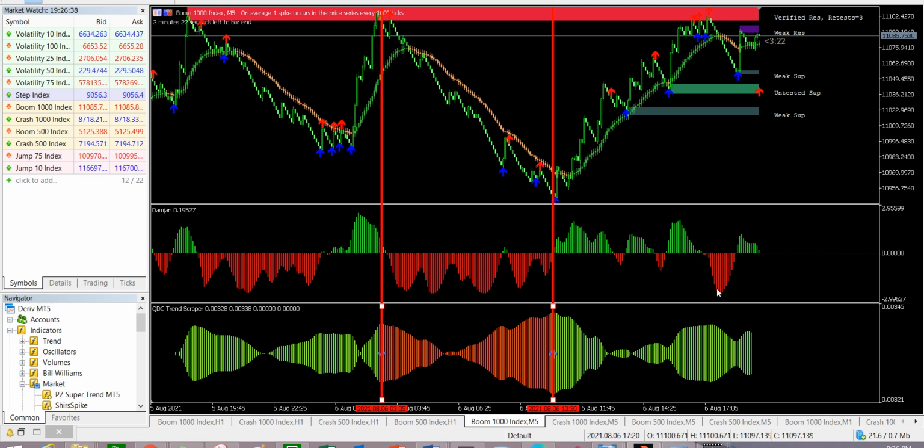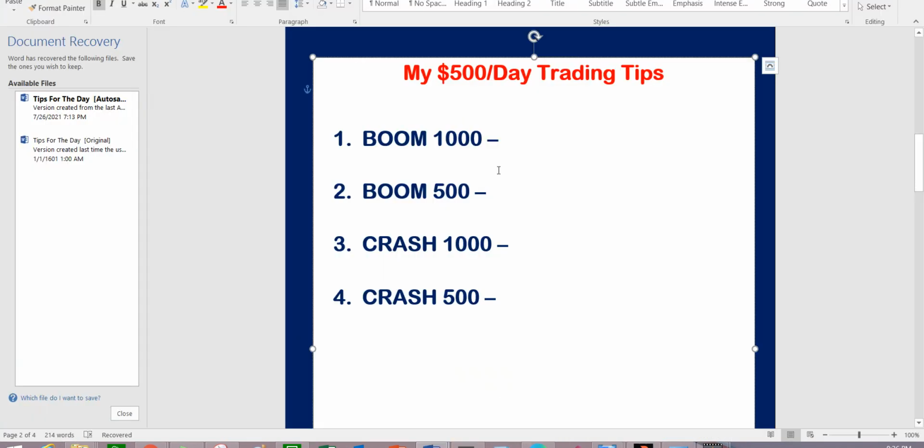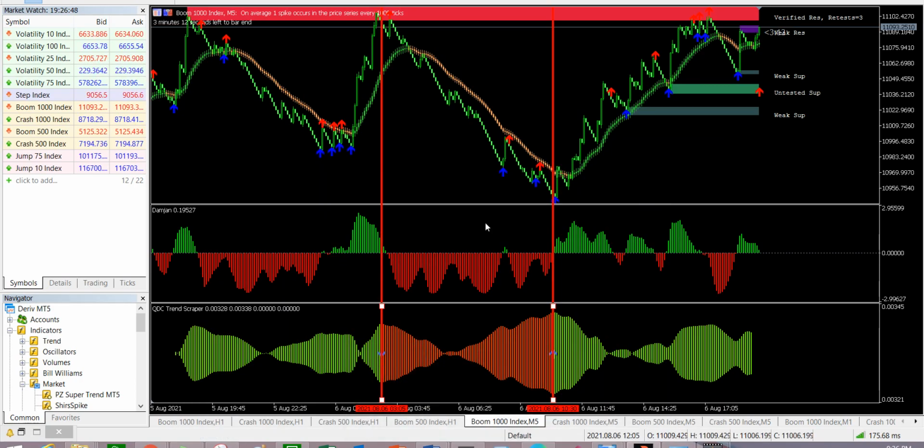So that is it. For Boom 1000, it's going to be a buy. It's going to be a buy, but once it is approaching that resistance level, you should exit the market immediately. So let's get straight into Boom 500.